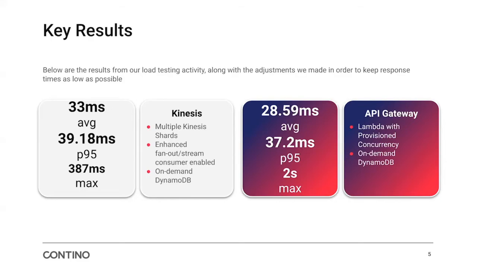We then went and ran our load test against the API Gateway. We had a Lambda with provisioned concurrency and again an on-demand DynamoDB table. And again, the numbers are well below the 50 milliseconds. We have 28.59 as an average, 37.2 as a P95, and 2 seconds as a maximum.